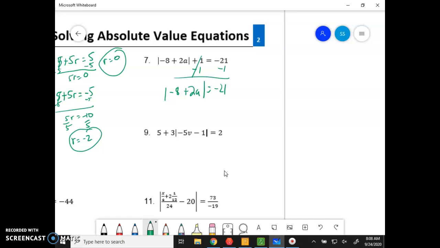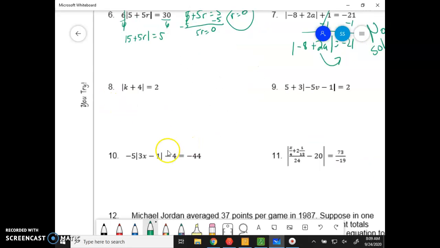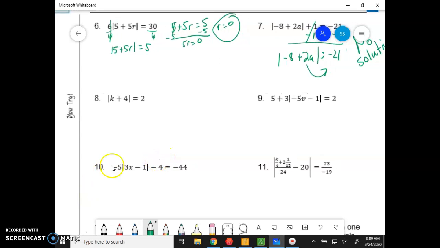And we're going to stop here because our step 1.5 would be determine if there's going to be a solution. Is there a possible solution? Can anything come out of these absolute value bars as a negative? No. So this is no solution. Okay. Moving on. Number 8, really easy one. Why don't you pause the video and try 8 and 9.